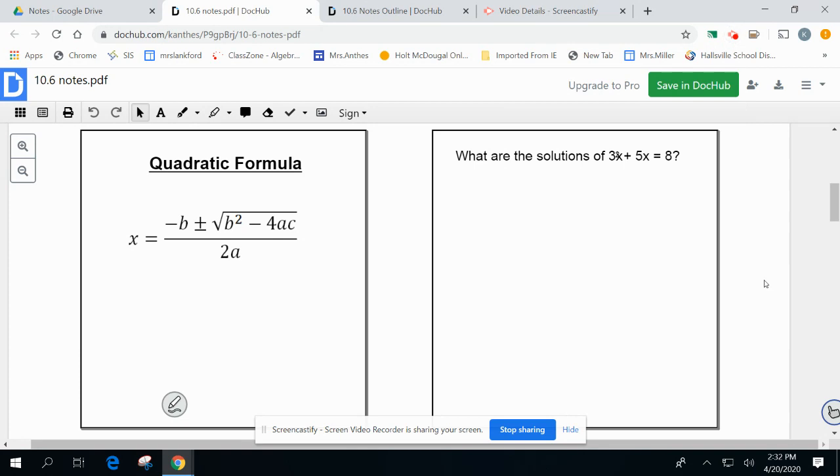Okay, for some reason it wouldn't let me write the answer on the last problem. So you would get x equals 1, and then you would end up doing negative 5 minus 11 divided by 6 and get x equals negative 8/3.